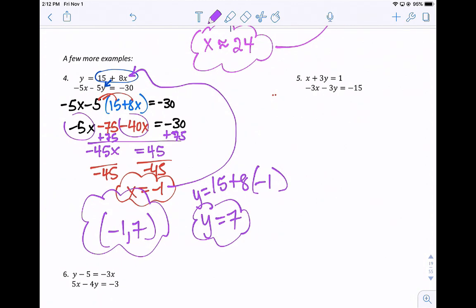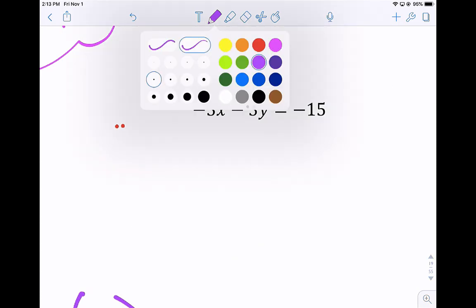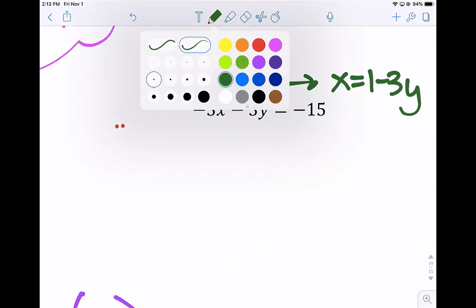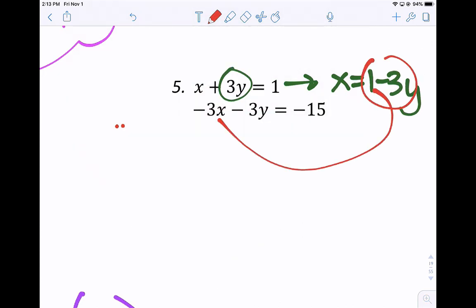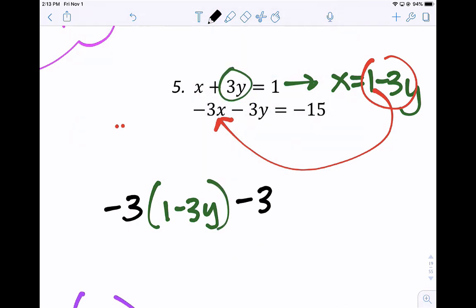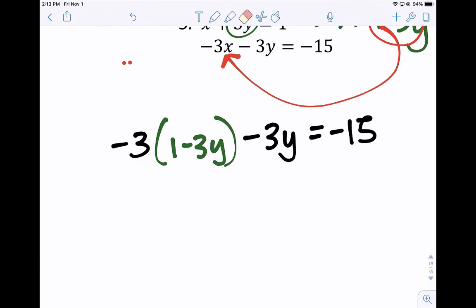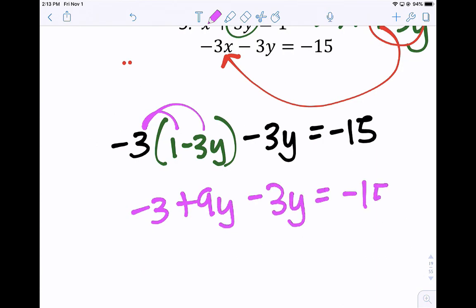Okay, another example. x or y is not by itself, so first step, get x or y by itself, so I can subtract 3y from each side, and so we get x equals 1 minus 3y. Next step, plug in. So we're going to take this and plug it in for x, and so when we rewrite it, it looks like this. Negative 3, parentheses, 1 minus 3y, minus 3y equals negative 15. Okay, now we distribute, combine like terms, and solve. So we'll get negative 3 plus 9y minus 3y equals negative 15.